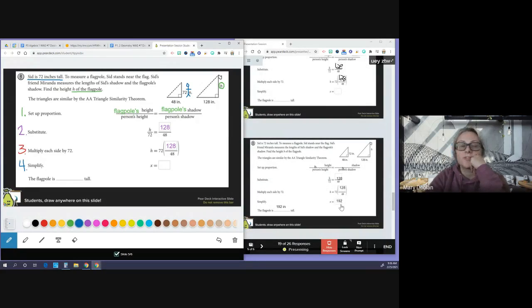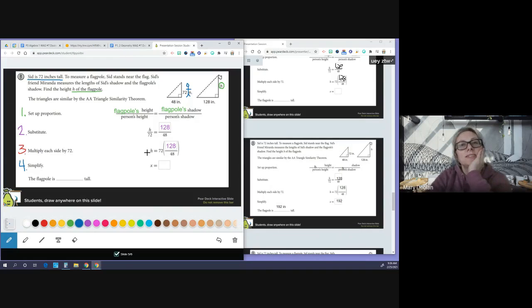Here we go. This person figured it out. 192. And then they put in the correct units right here, which is really nice. So good job on that. X. See, what is happening with this lesson? Look at that. They went from H and then they switched it to X.